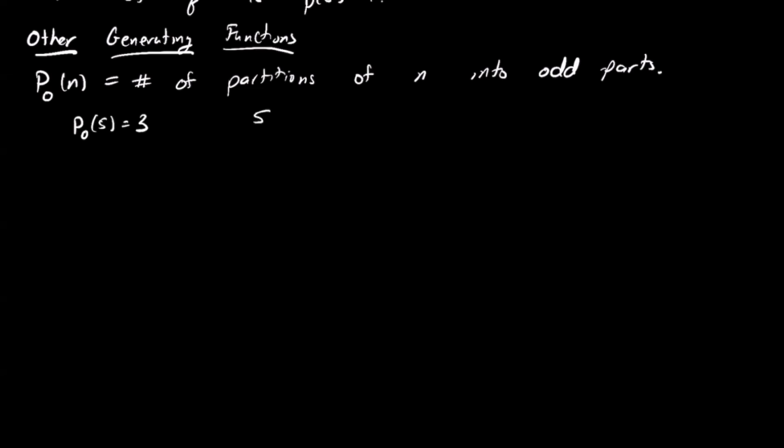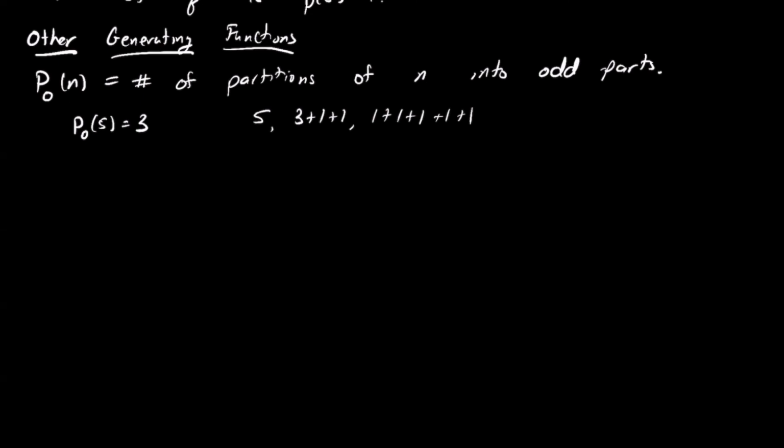Well, I could write 5, I could write 3 plus 1 plus 1, and I could write 1 plus 1 plus 1 plus 1 plus 1, right? All the other partitions we wrote down for 5 have even parts. They have 2s or 4s in them. So this is how many ways I could write down 5 and break it up into odd parts.